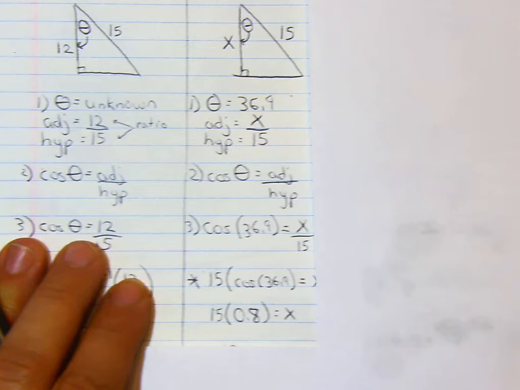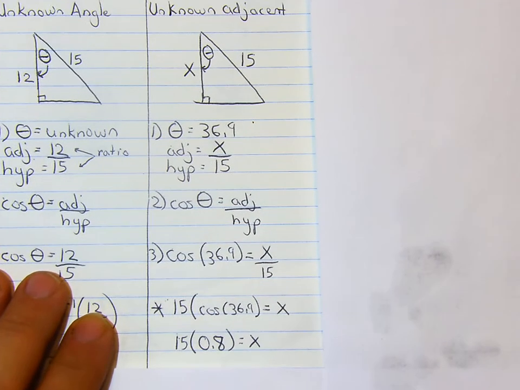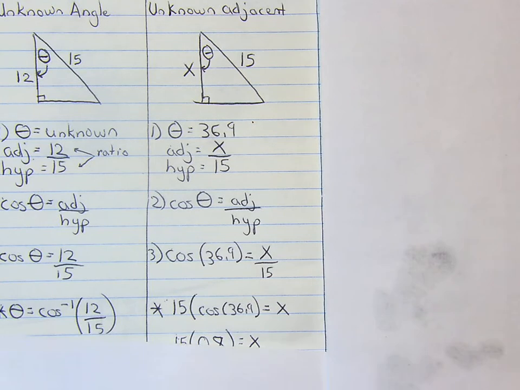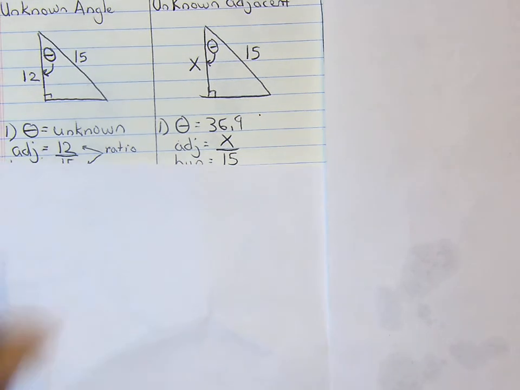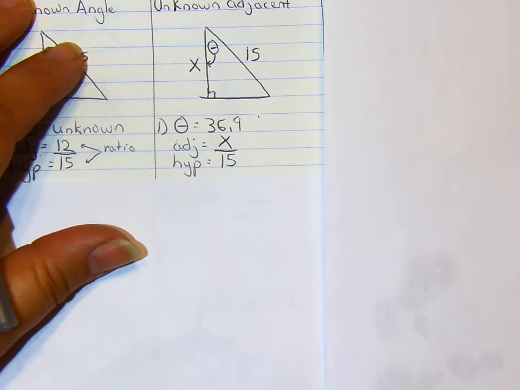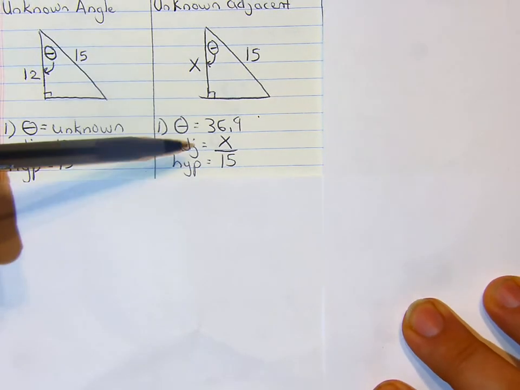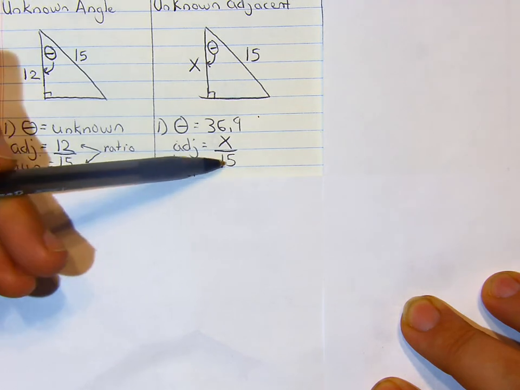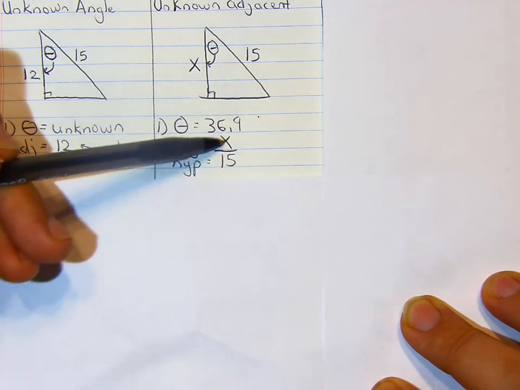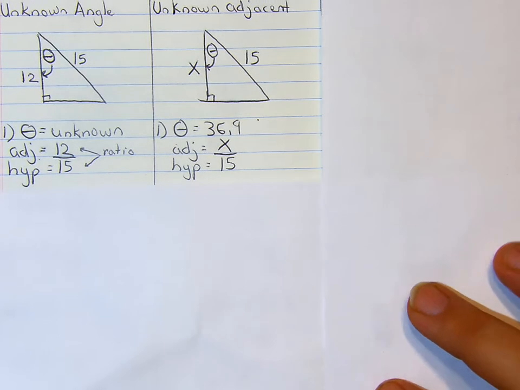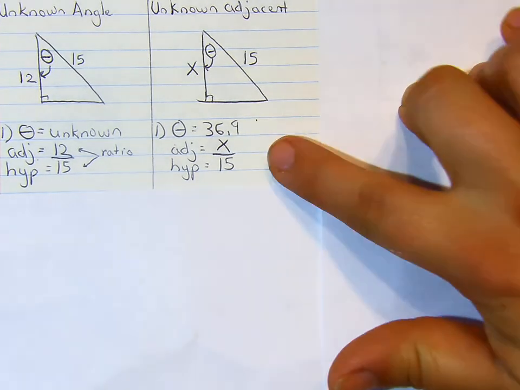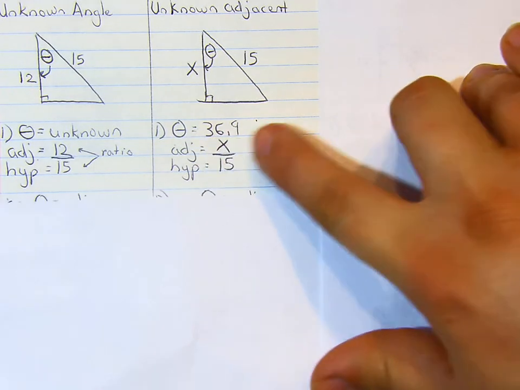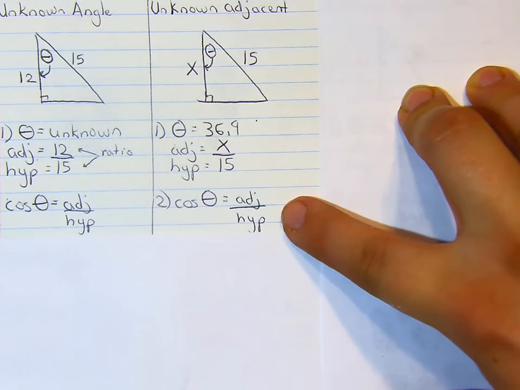So let's try it with a situation of an unknown adjacent. So we are going to, kind of just go back through our steps. We know our angle from our previous problem. We have our adjacent, which is unknown, hypotenuse, which is known. That creates my ratio. So that's your first step. What information do you know? What don't you know? So I'm going to use cosine because cosine deals with my adjacent and my hypotenuse information.